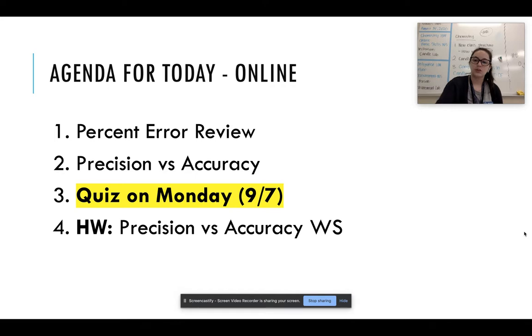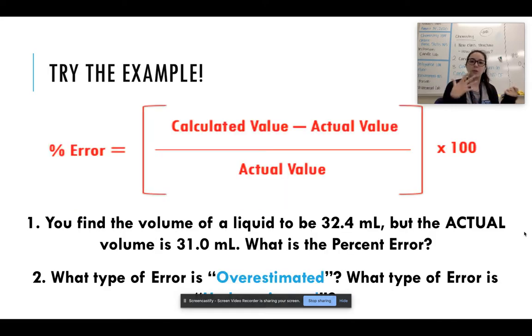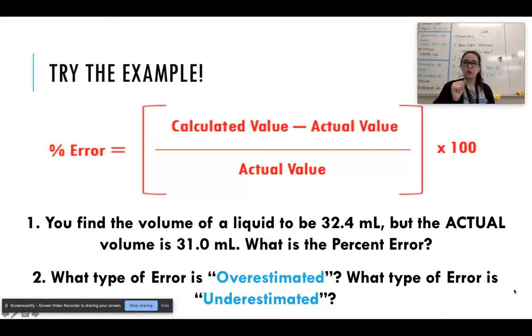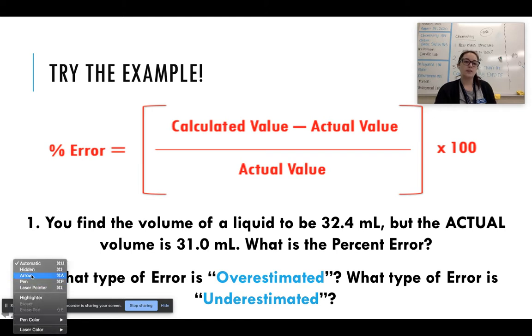So first things first, I want to try an example as a reminder. And then you will have question two to answer. So pause this video right now, and then I want you to go ahead and answer question 1 and 2, and then unpause it, and we'll discuss in a second.